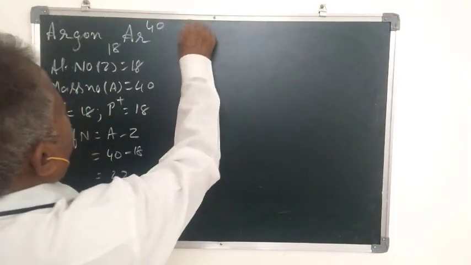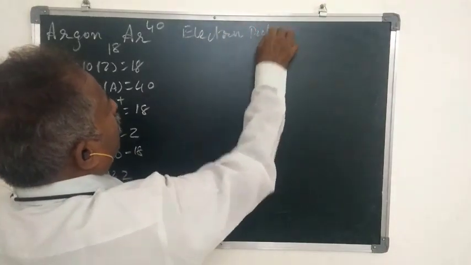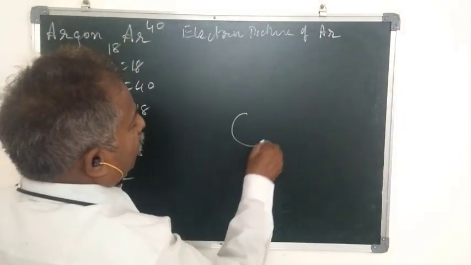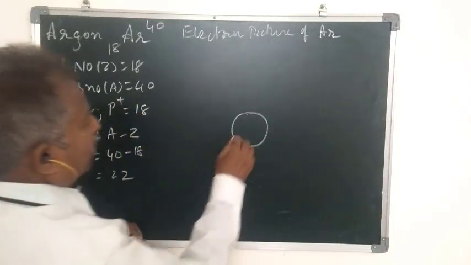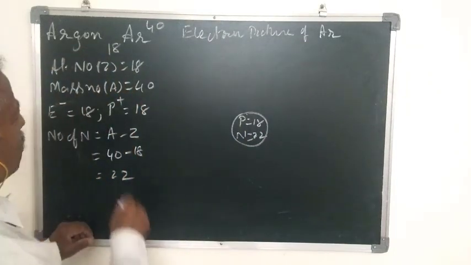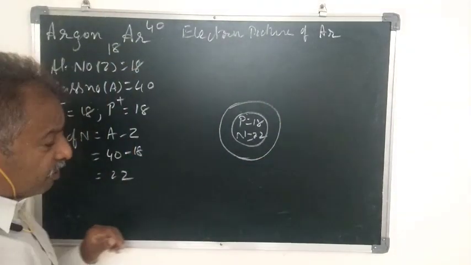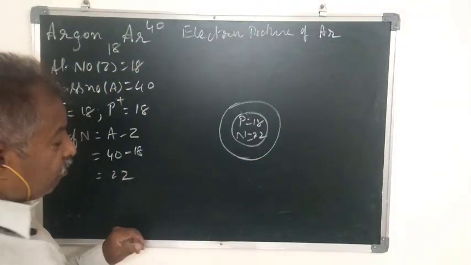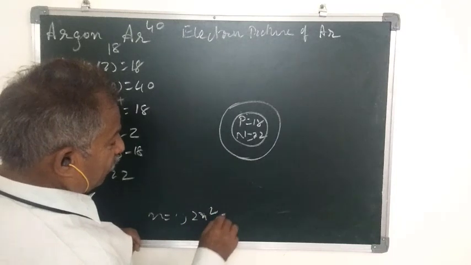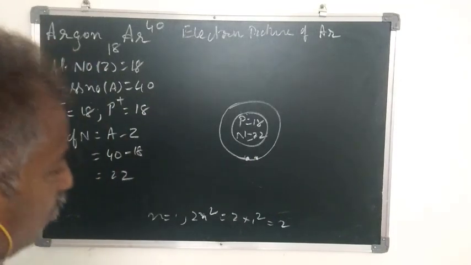Now, electron picture for argon. Electron picture of argon. Right. Now, argon nucleus, how many protons are there? Protons 18, neutrons 22. How many electrons are there? 18. So first shell, what is the number of electrons in first shell? What is 2n square? Always you have to remember the 2n square rule. So n equal to 1, 2n square, 2 into 1 square equal to 2. So first shell can accommodate only 2 electrons.